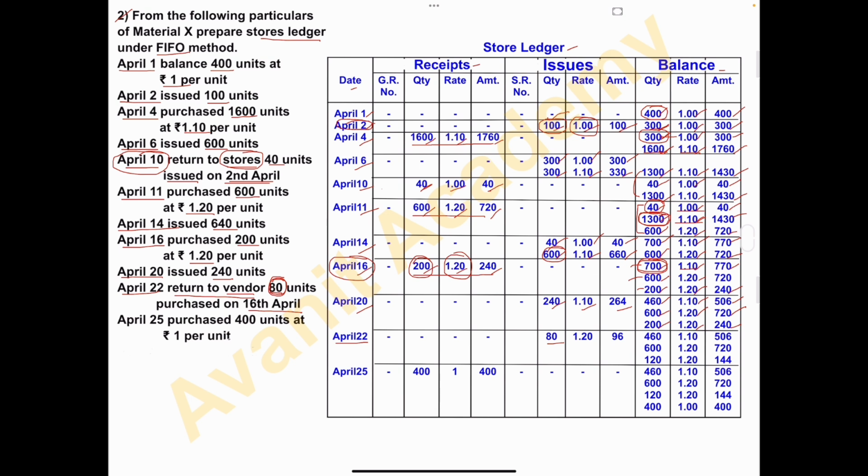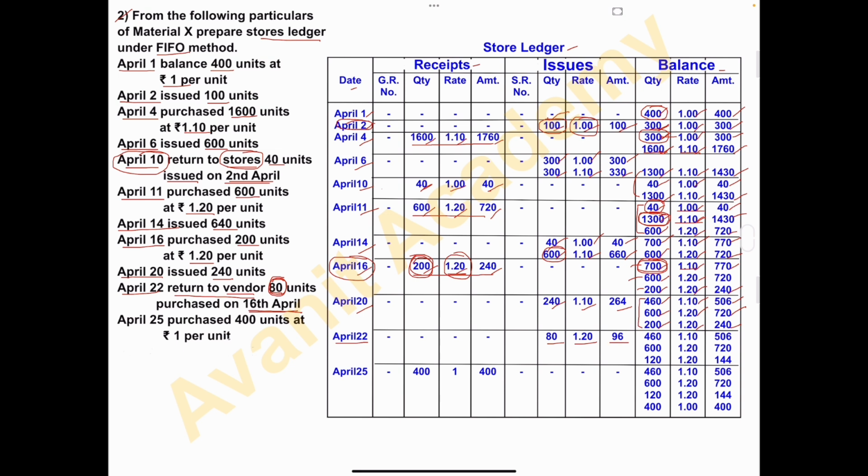Which rate will you take? The goods returned to vendor were purchased on 16th April. On 16th April we have purchased 200 units at rupees 1.20. At whichever rate you purchased, at the same rate you must return. So we'll write that rate, that is 1.20, 80 into 1.20, and the amount is 96.